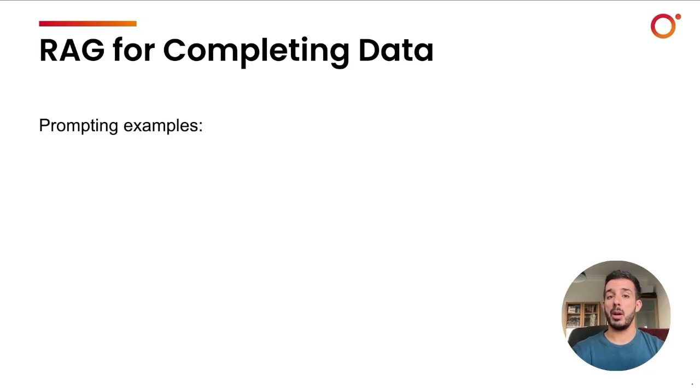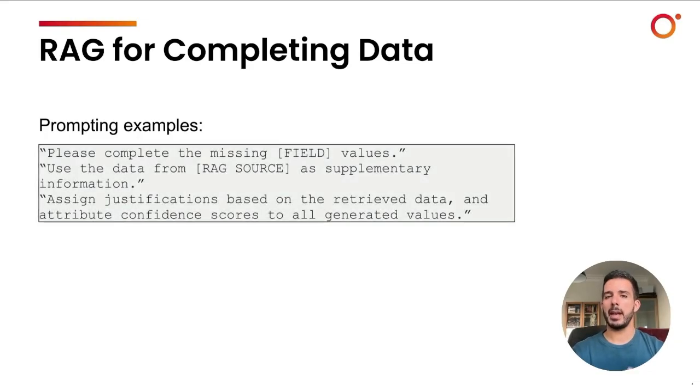What are some examples of prompts for this specific use case? We could say something like, please complete the specific values from this dataset. We could also say, use the data from this specific source as supplementary information, the most relevant document piece that is going to be included, and possibly assign justifications based on the retrieved data and attribute a confidence score to all generated values. In other words, if we have documentation that allows the LLM to make a very good estimate of a value, it may have a confidence score of 90%. If we don't have any relevant information, then it may estimate the value, but the confidence score may be 30 or 40%, right? So that's why we ask for additional granularity optionally.